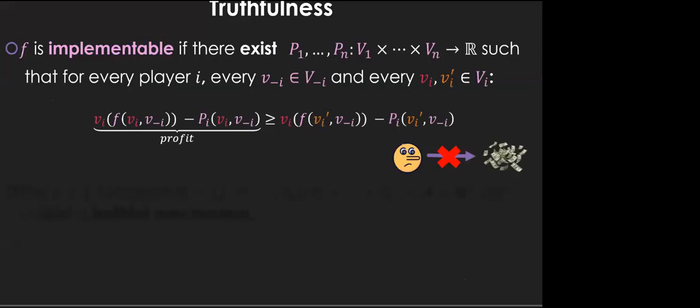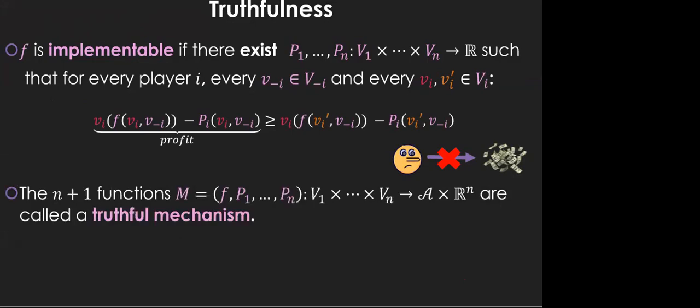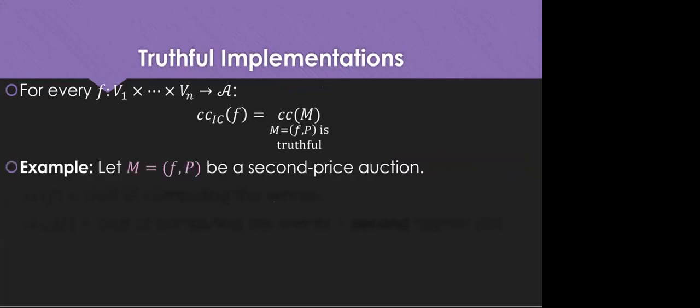And we call a function implementable if for every player there exists a payment scheme such that she maximizes her profit by reporting her true bid and not by bidding some other value. And a social choice function combined with its payment schemes for all the players is called a truthful mechanism. For every function, we use the following notation, CC_IC_F, to denote the communication complexity of computing the function and its payments. Let's see an example.